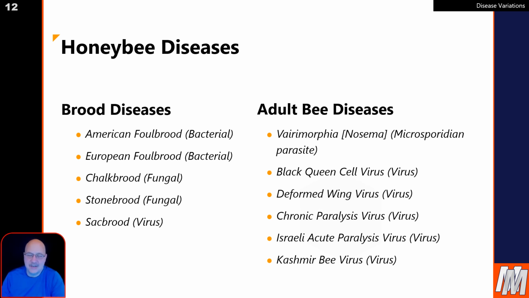Chalk brood, not something you're going to see, but on a rare occasion. Stone brood, sac brood, not common whatsoever. The adult bee viruses, most of these will show up vectored by wounds from the varroa mite. All of these things listed here are rather rare.